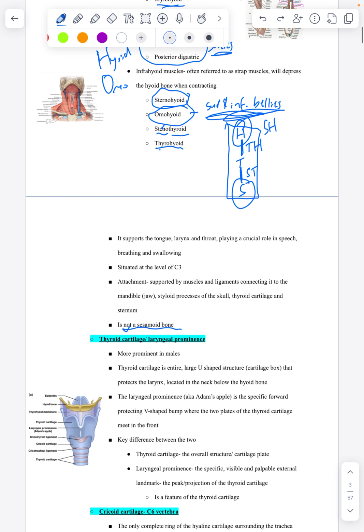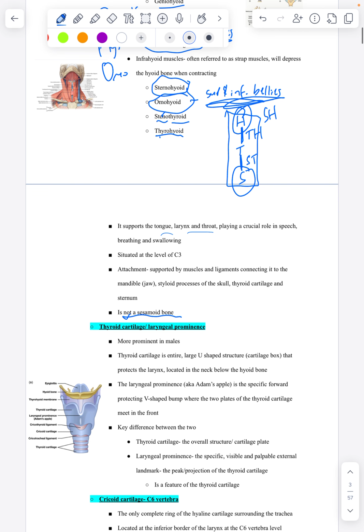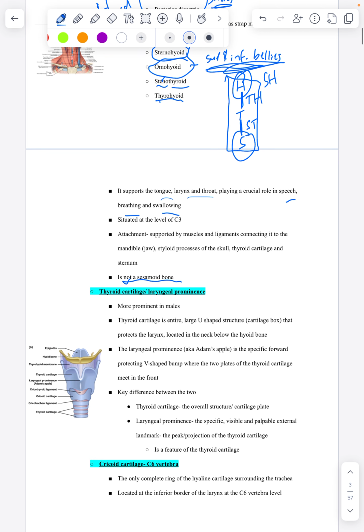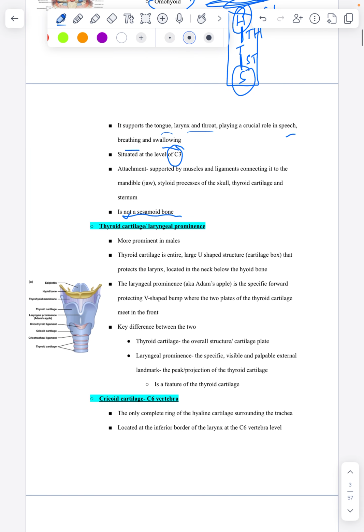Okay, and then the hyoid supports the tongue, larynx and throat, speech, breathing, swallowing, everything in that neck area. It's situated at the level of C3, so she could ask that. That's important. And then we already said it's attached by muscles and ligaments, and it's not a sesamoid bone.